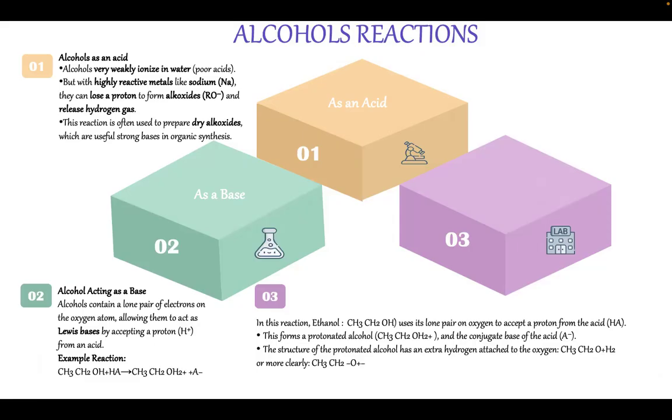Alcohol contains a lone pair of electrons on the oxygen atom, which allows it to act as a Lewis base by accepting a proton, H positive, from an acid. Example reaction, we have CH3CH2OH plus HA, to form CH3CH2OH2 positive plus A negative.